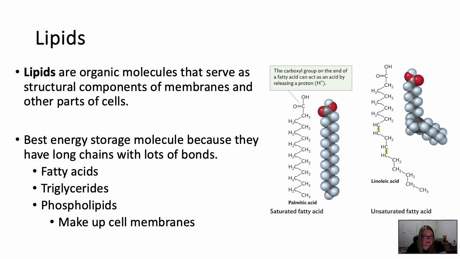So let's start with lipids. Lipids are made up of mostly carbon and hydrogen. And lipids are important because they make up the structural components of the cell. So they mainly make up the outer membrane, so the outer boundary of our cells. Okay, they can make up other parts as well.